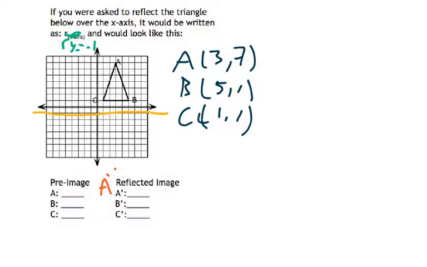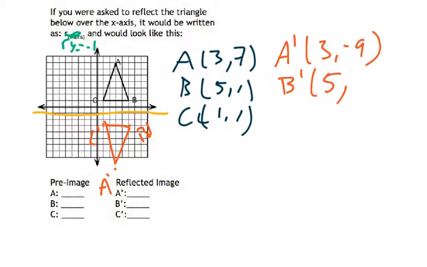Again, this is reflecting over the line y equals -1. B is 2 away from our reflection line, so it would be 2 down right there. C is 2 away again, so that's 2 down. So here would be our new points. A prime would be the same x value, and it'd be at -9. B prime, same x value, but it would be at -3, and C prime would be at 1, -3. So that's if it wasn't an actual axis. You still count up or down as away from the reflective line.